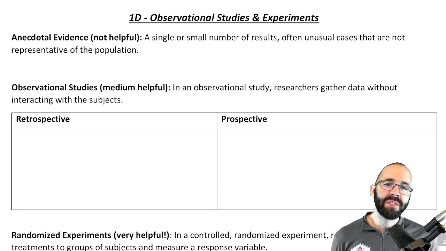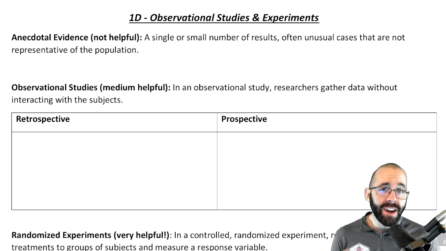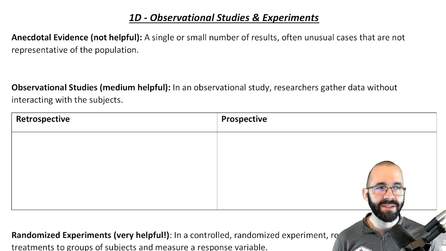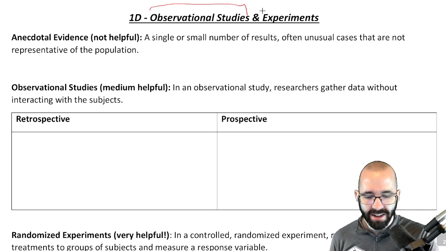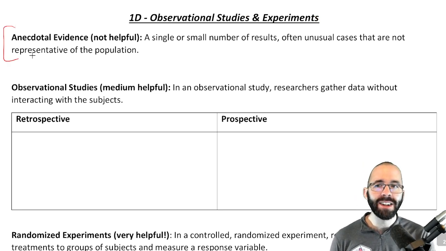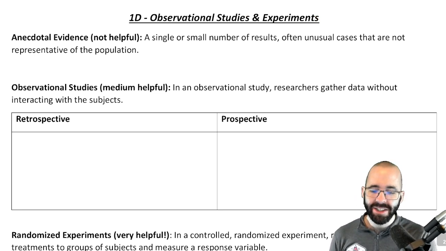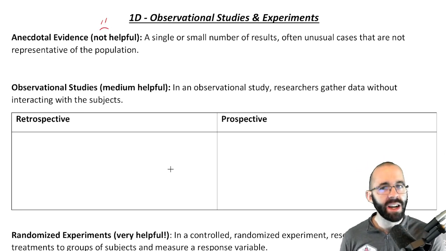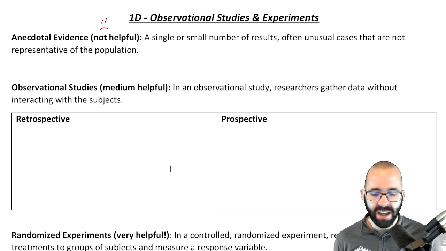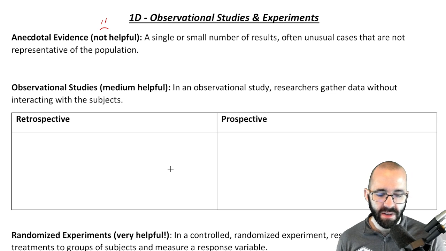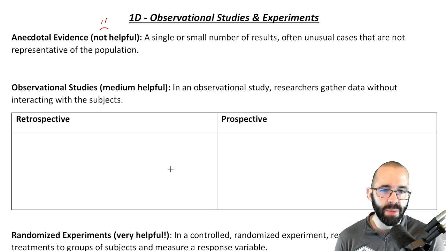Here we have observational studies and experiments, and we're going to talk about three ways of gathering or looking at data, really. And you might say, Jason, that's only two things. Well, that's because the first thing that we're going to talk about is anecdotal evidence, which is really just not helpful. It's just something to watch out for. Okay. So a single or small number of results are often unusual cases, not always, but they may or may not be representative of the population.